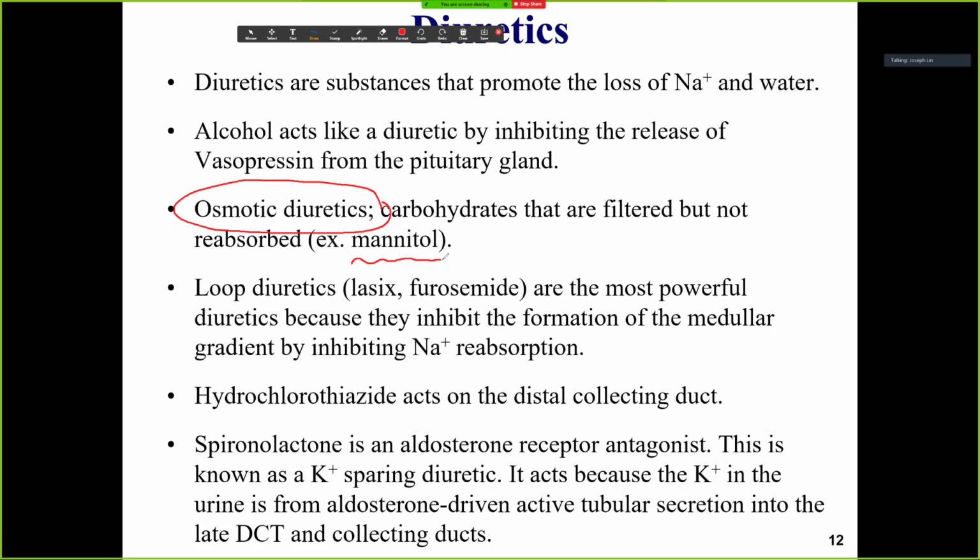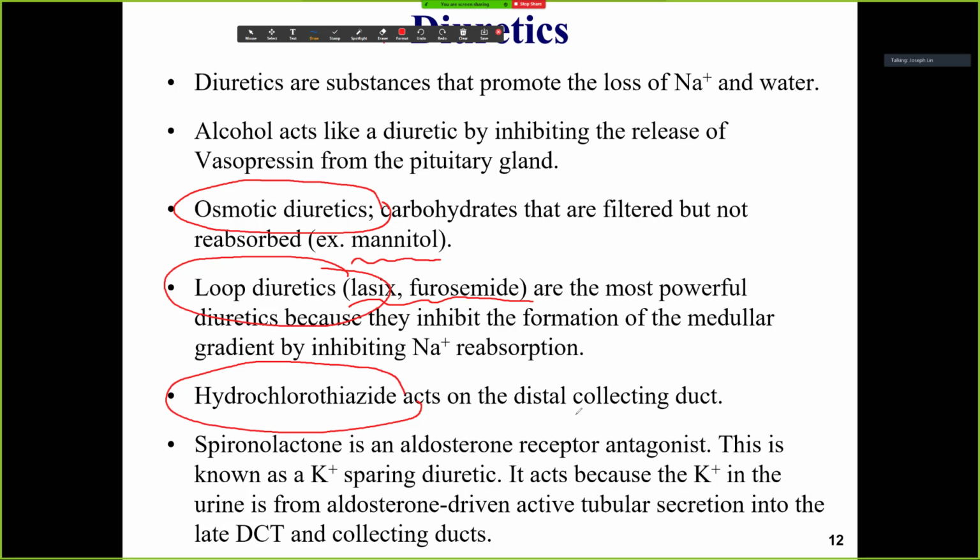The second class you might hear about is the loop diuretics, and the most common one is called Lasix, or furosemide. These are the drug names, by the way. They are extremely powerful because they inhibit the ability for most of the sodium reabsorption to occur. So they block the channels directly. Another one you might hear about is hydrochlorothiazide. These are not as potent, but they specifically act on the DCT, of course also regulating the sodium and water uptake.